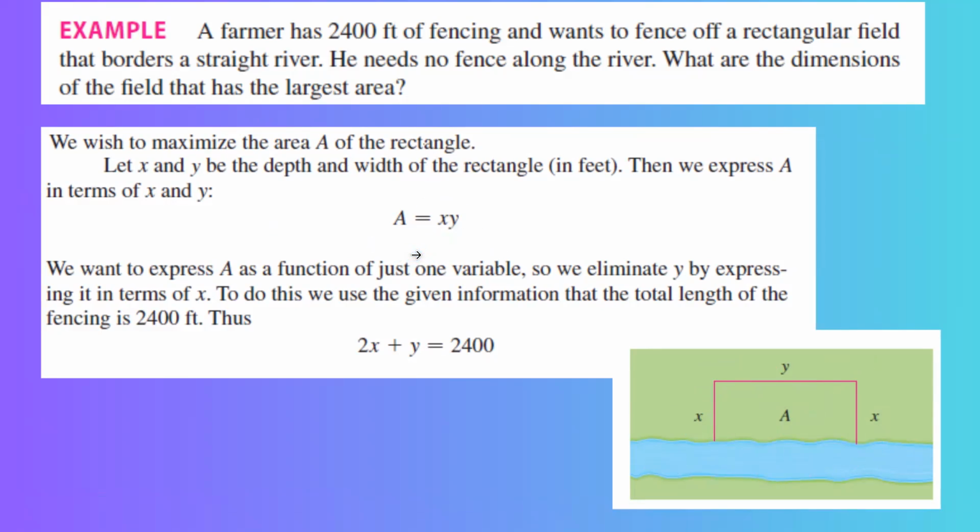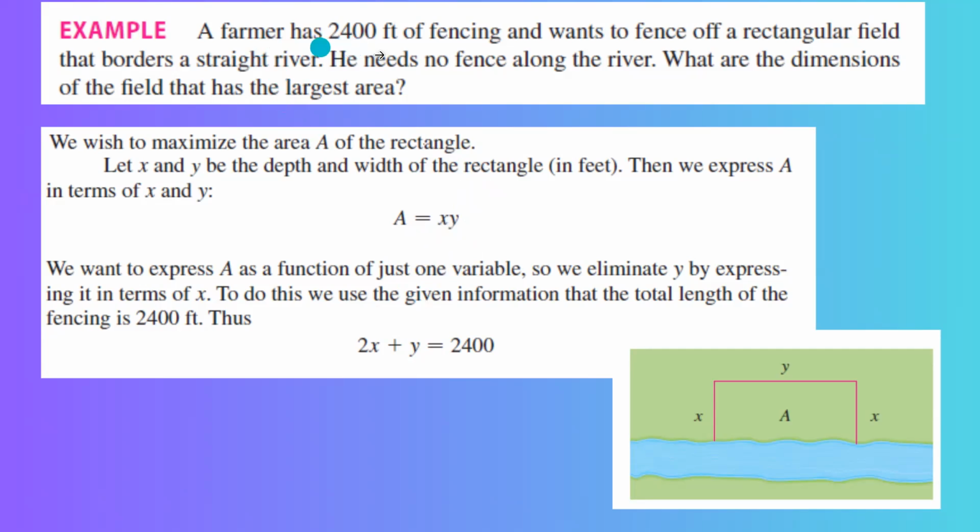However, if you try to maximize this function, you need to get rid of one of these variables. You cannot have both X and Y present here. You just need one variable to take the derivative with respect to that variable. How to get rid of one of the variables?